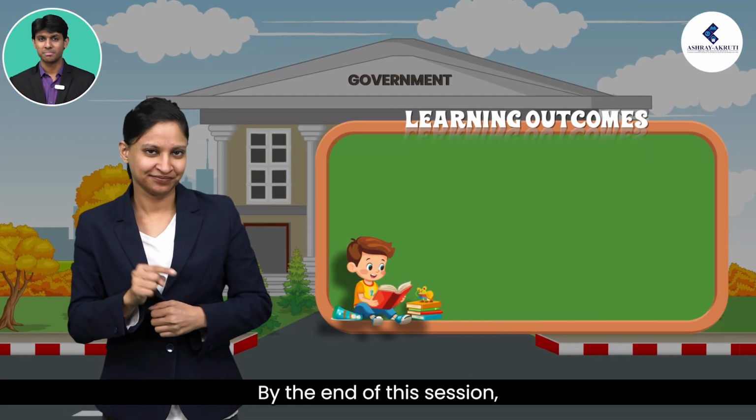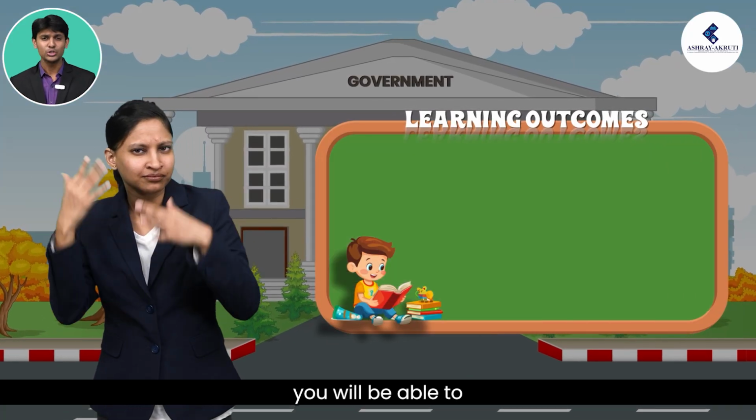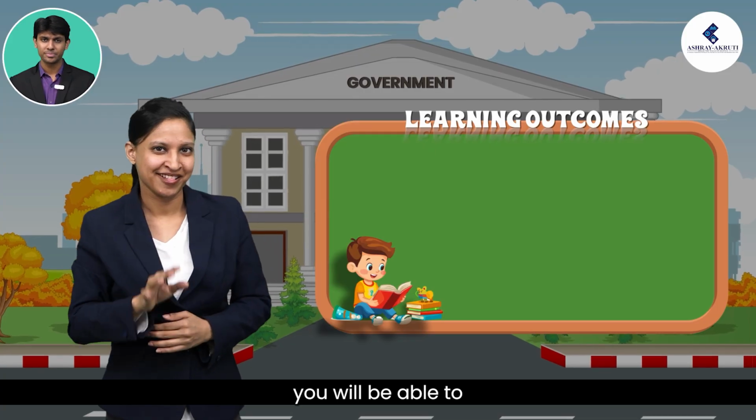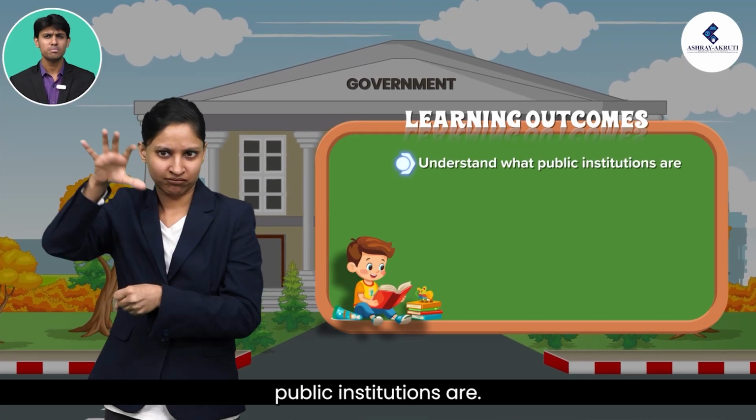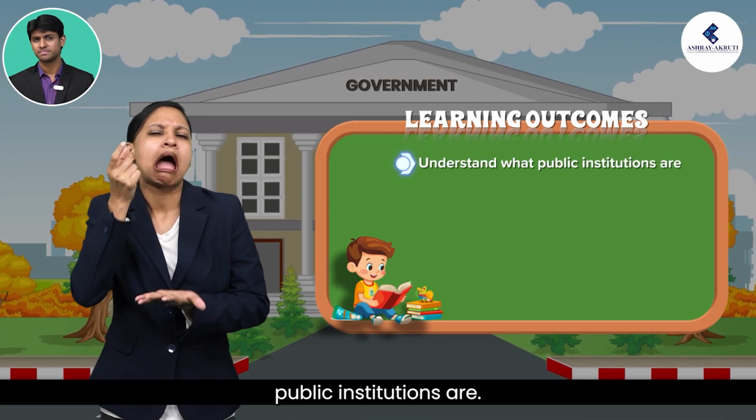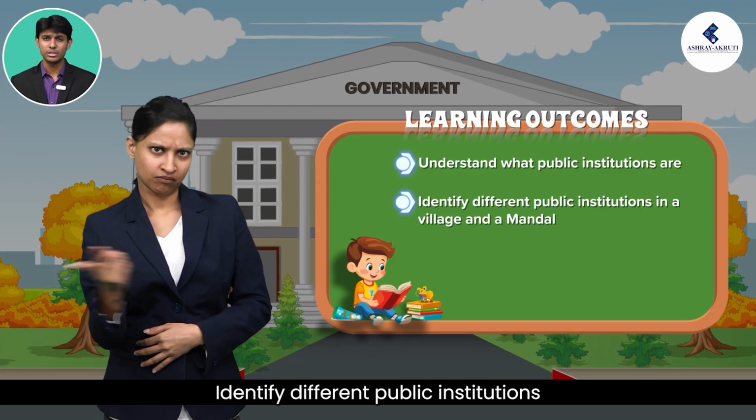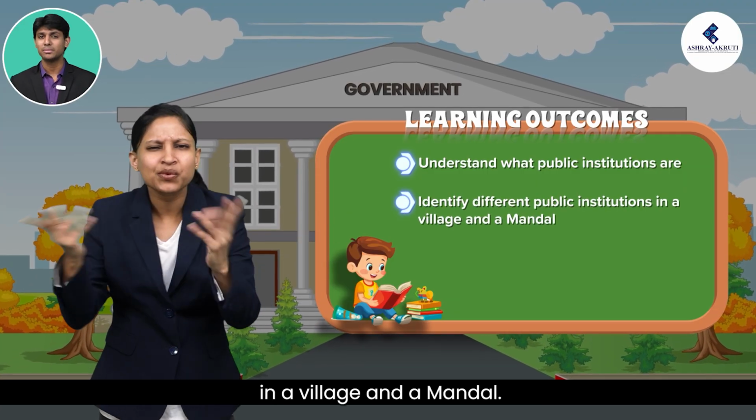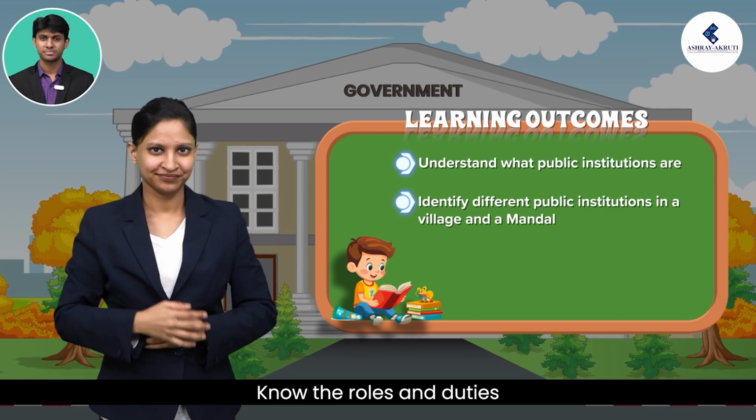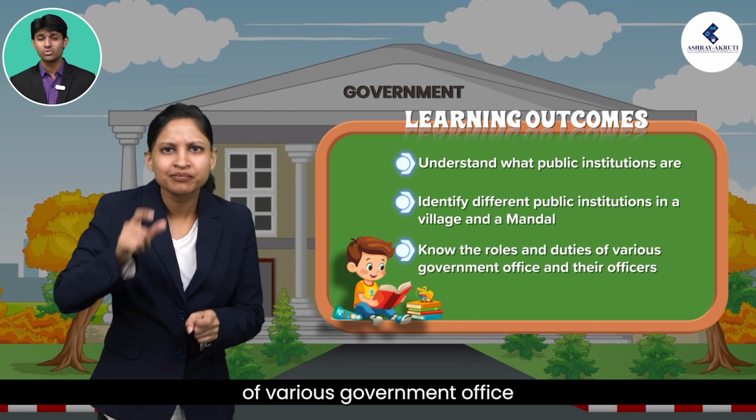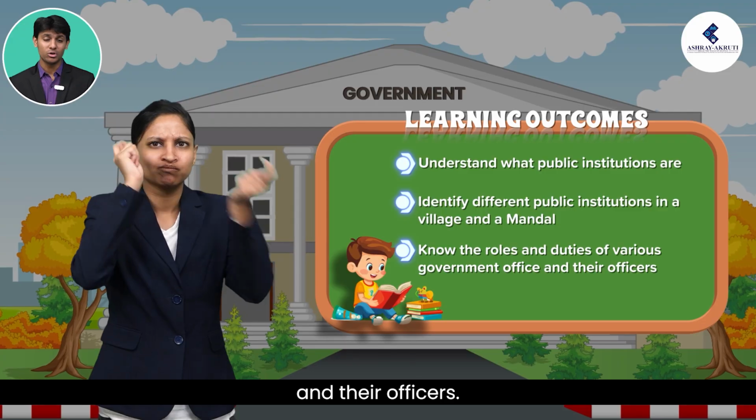Learning outcomes. By the end of this session, you will be able to understand what public institutions are. Identify different public institutions in a village and a mandal. Know the roles and duties of various government offices and their officers.